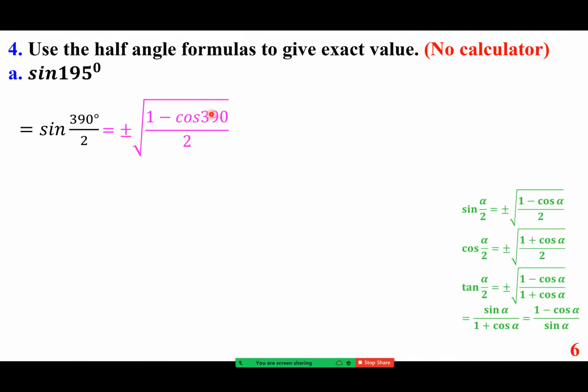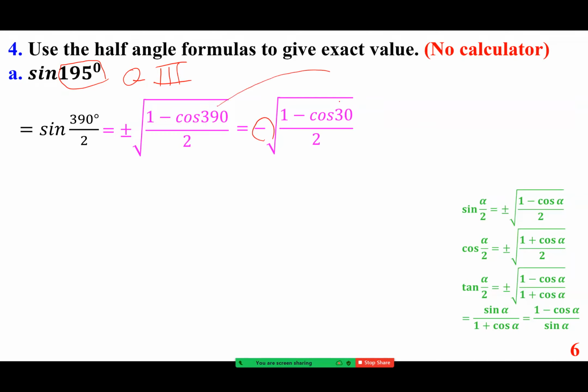Now, cosine of 390, remember, it's more than 360. So if you take away 360, it puts you in the first quadrant. This is the same as cosine 30. Okay. And 195 degrees, that's what we are looking for. Which quadrant is that? Let me just write it. In the third quadrant, sine is negative. So we use the negative value.